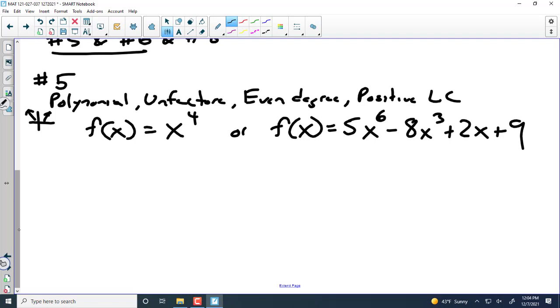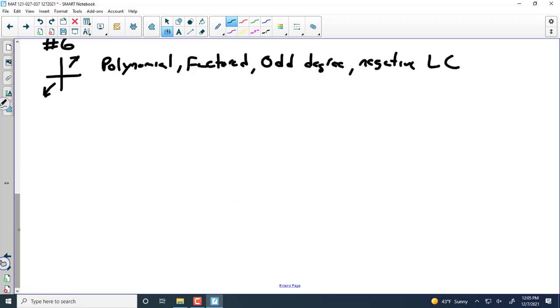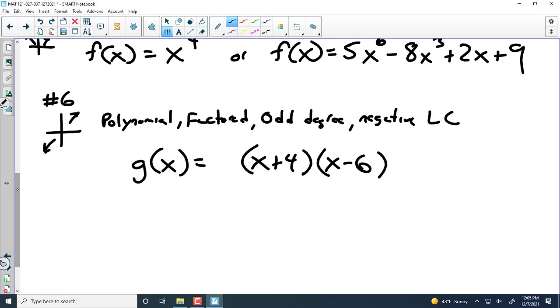Number 6, for instance, if you look at this one right here, then what we need is a polynomial that is factored, has an odd degree, and a negative leading coefficient. So let's just do one with at least 2 factors here. If you want a factored one, here we go. x plus 4 and x minus 6.